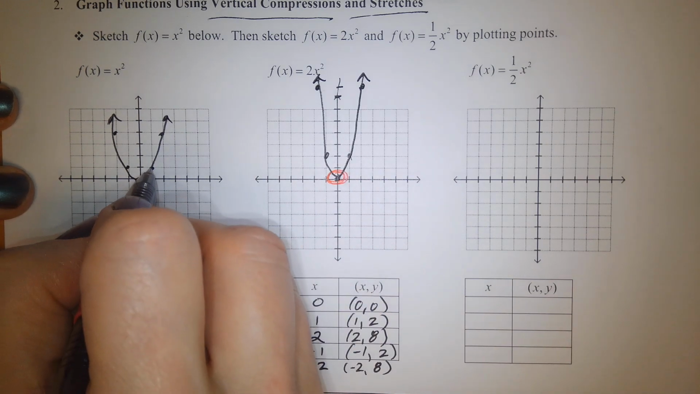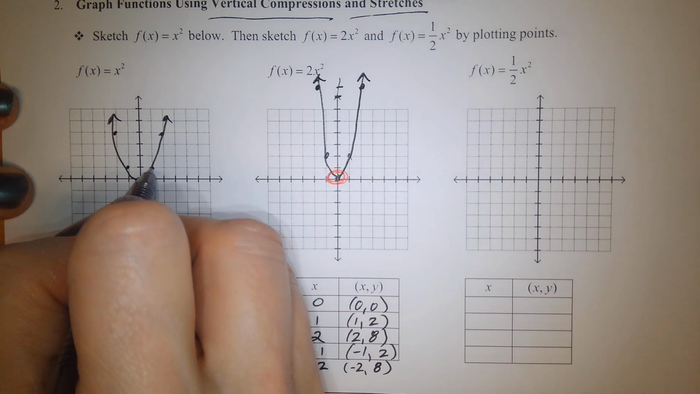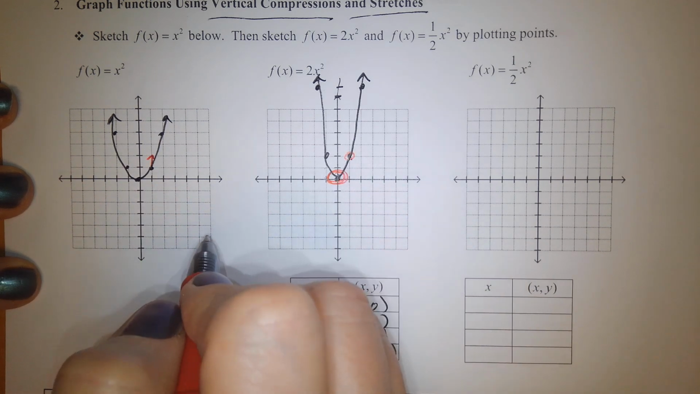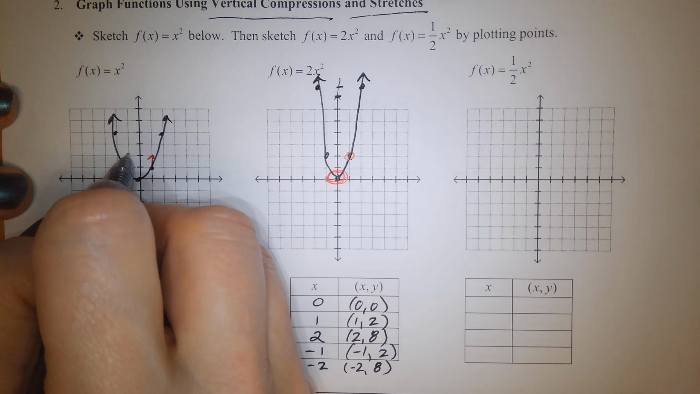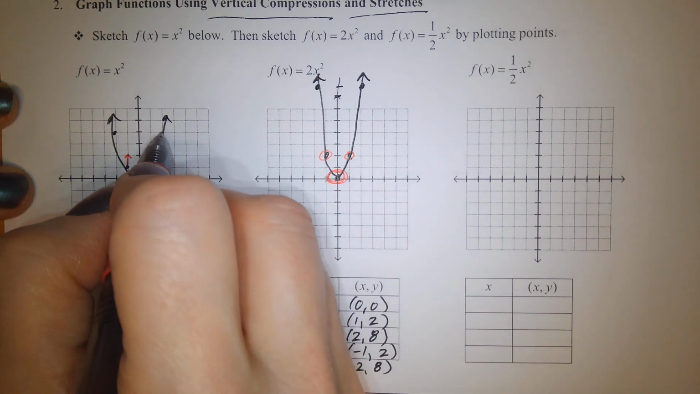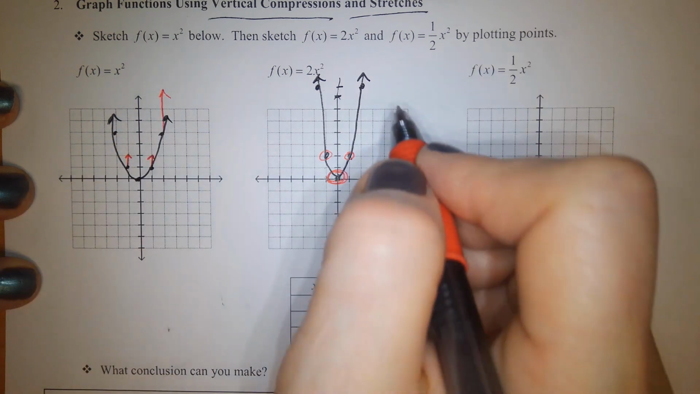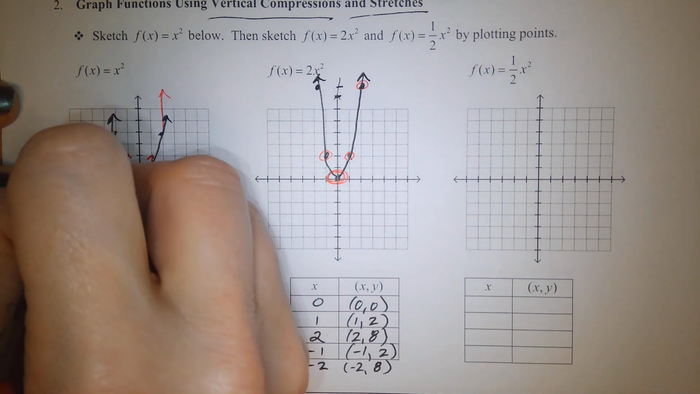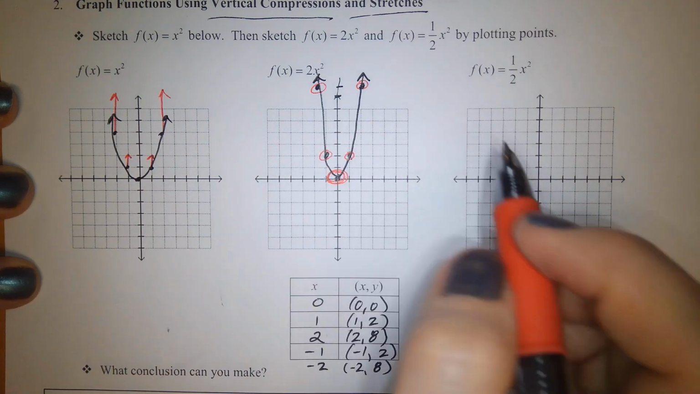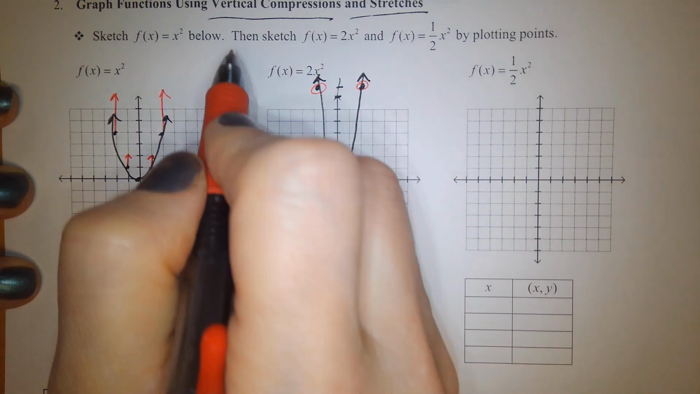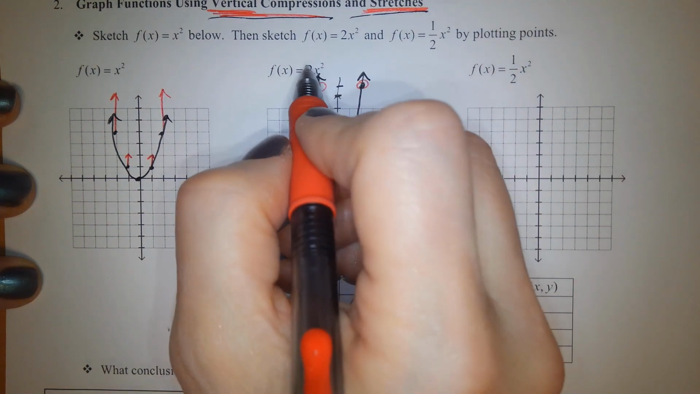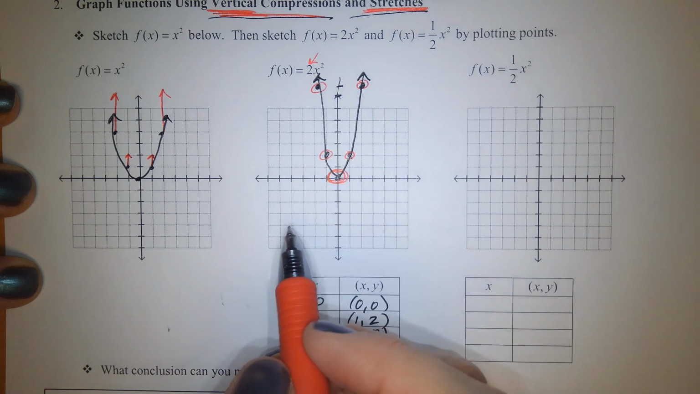So we're going to take this point at (1, 1) and we're going to stretch it up. So now it's going to be located here. We're going to take this point, we're going to stretch it up. So now it's located here. We'll take this point and we'll stretch it up. So now it's located here. And this point's going to be stretched, so it's located here. So in other words, every point got vertically stretched by a factor of 2.